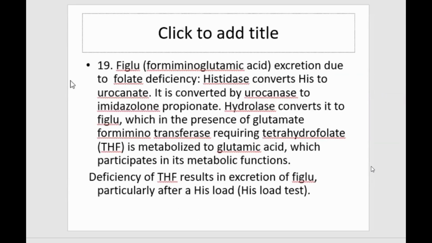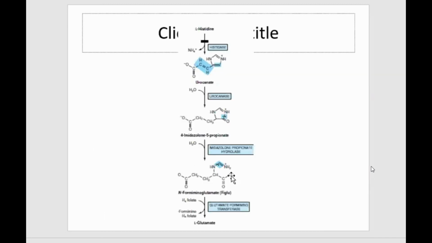Or FIGLU excretion due to folate deficiency. You've seen that. Here FIGLU has to donate its formimino group to tetrahydrofolic acid to be further metabolized to glutamate. If this tetrahydrofolic acid or folic acid is deficient, FIGLU accumulates, it cannot be metabolized, and so it will be excreted in urine. This is the basis of the histidine load test. If you give more histidine load, more FIGLU will be excreted in urine, which is diagnostic of the deficiency of tetrahydrofolate.